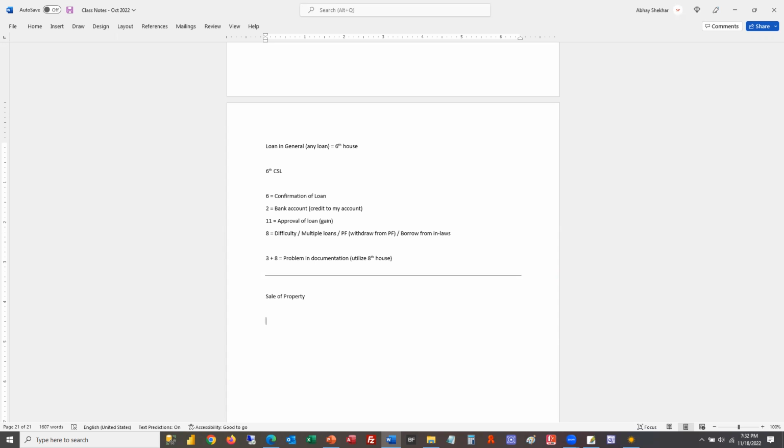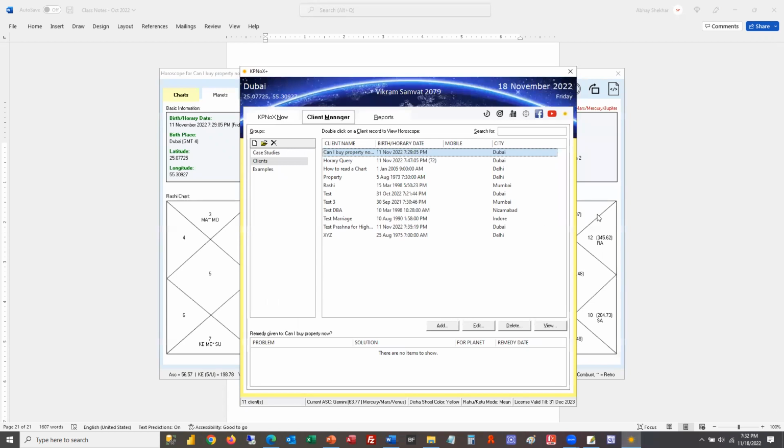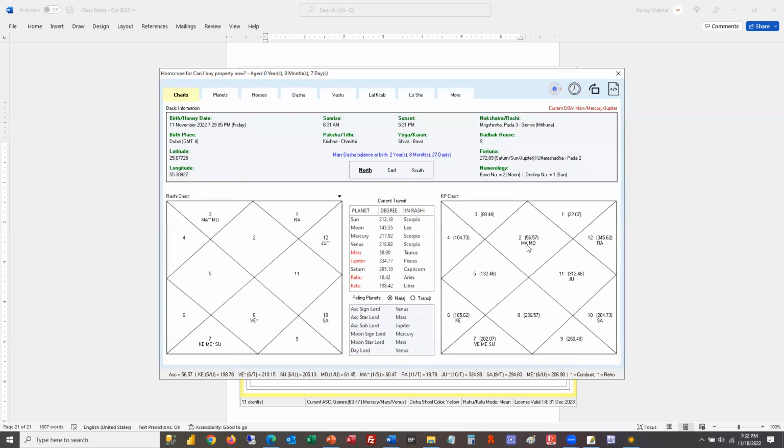Somebody wants to sell their property. Let's go back here. See, this is self. This is property of self, meaning the native's property, right? So if you have a buyer, that is the opposite house. That is your 7th house, correct? Buyer is anybody opposite you, which is your 7th house.